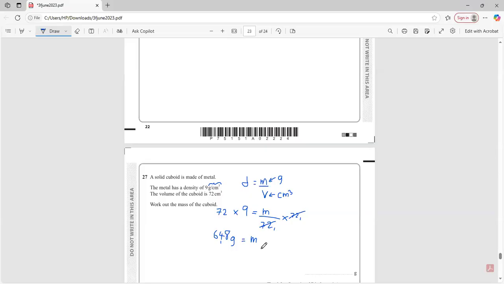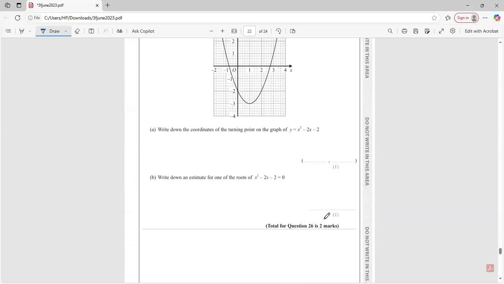That's the mass of the cuboid. So you can just write it as 648. No need, since the unit has been written, you can just leave it at that. So did you get the concept of this question? Yes. Okay. All right, so we're moving on.